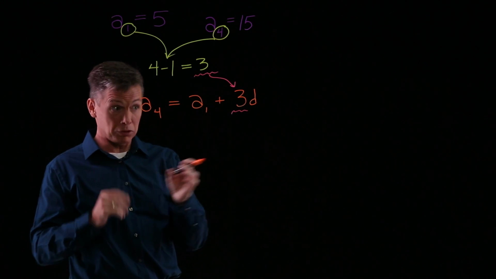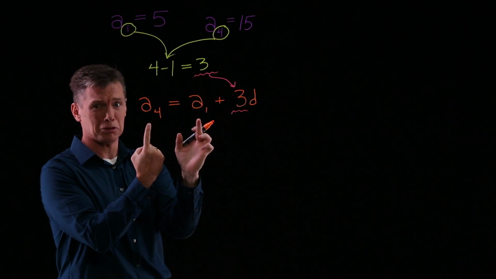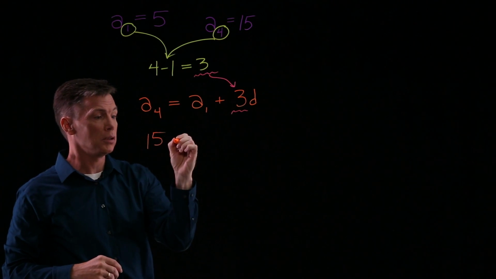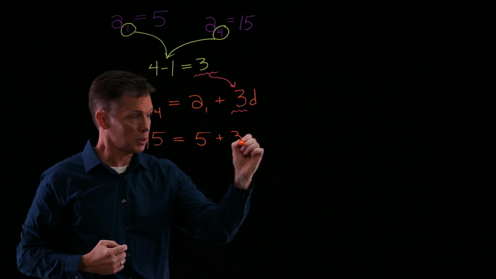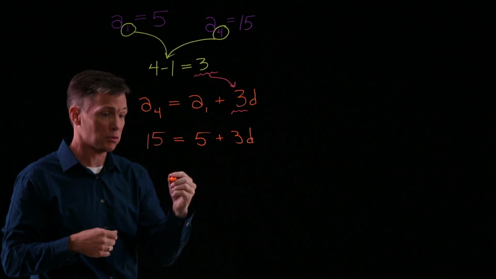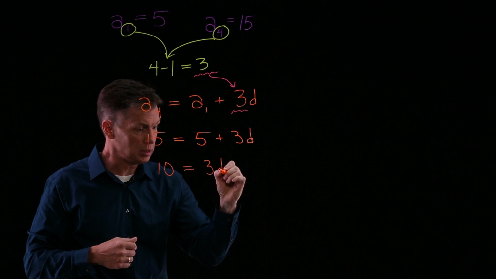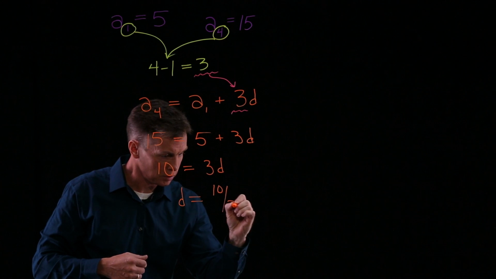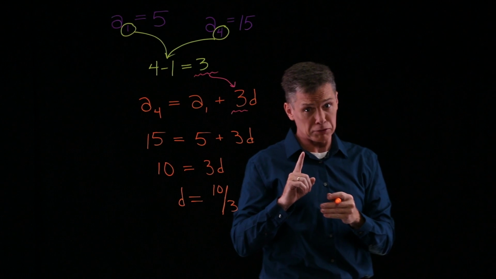All right, what that's going to allow us to do is to solve for that D, because we actually know what these two a sub whatevers are. So a sub 4 is 15. Let's substitute. Equals a sub 1, which is 5, plus 3D. Okay, good. One equation, one unknown. We can solve for that. So I'll throw the 5 over here. Subtraction, 10 equals 3D, so D equals 10/3. Nothing wrong with a fraction here. So that 10/3 is going to be my value for D.